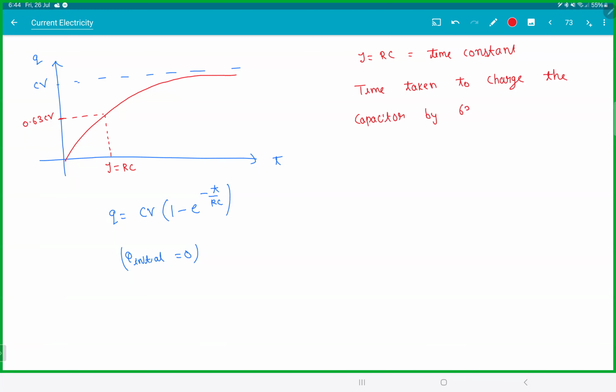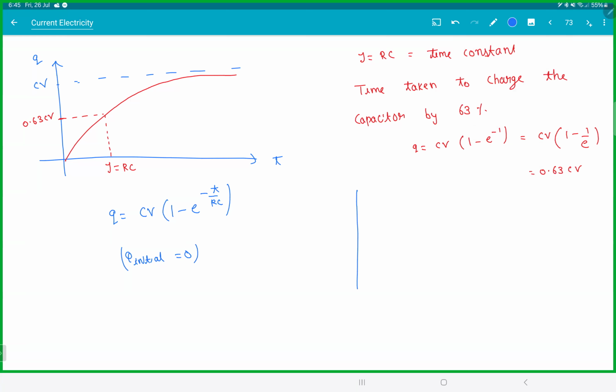Now, what is so special about this? Nothing actually. When you put t equal to RC, you'll get a good number there, e^(−1). That is the reason you'll get that 0.63. You're getting it? If you put the time constant there, you end up with Q equal to CV into (1 − e^(−1)). So that is CV times (1 − 1/e). This value was 0.63 CV. There's nothing special about that 0.63 CV. That's just e power 1 ka thing.